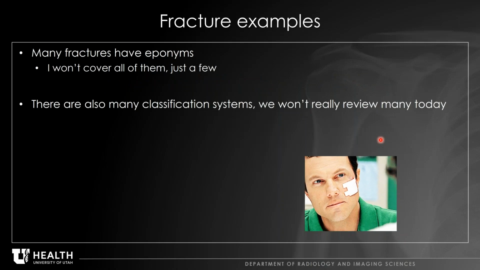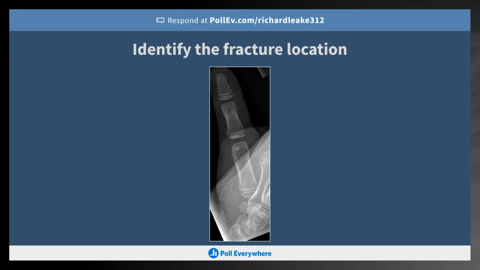All right, so here we're going to talk about some fracture examples. Many fractures have eponyms, those are just names for those fractures. We're not going to cover all of them, and we're really not going to get into too many of the classification systems because there are so many. And even for some fractures, there are multiple classification systems for the same fracture. So on this one, identify the fracture location.